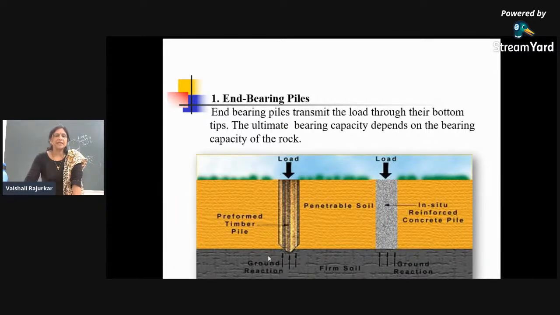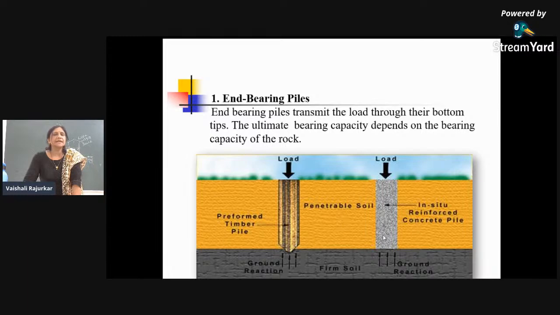Why are we extending this pile up to the hard strata? We are resting it over the hard strata so that it will have more capacity as compared to this load. Then only it will be in a stable condition. It will provide an equal and opposite reaction from the bottom, and therefore the pile is in a stable condition, right? So this is the timber pile.